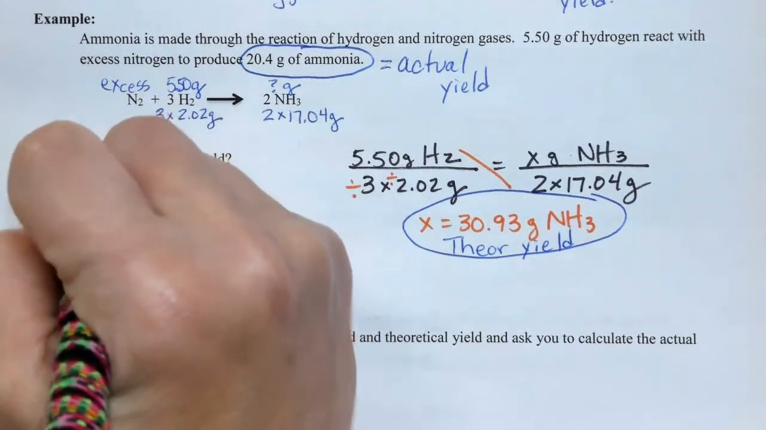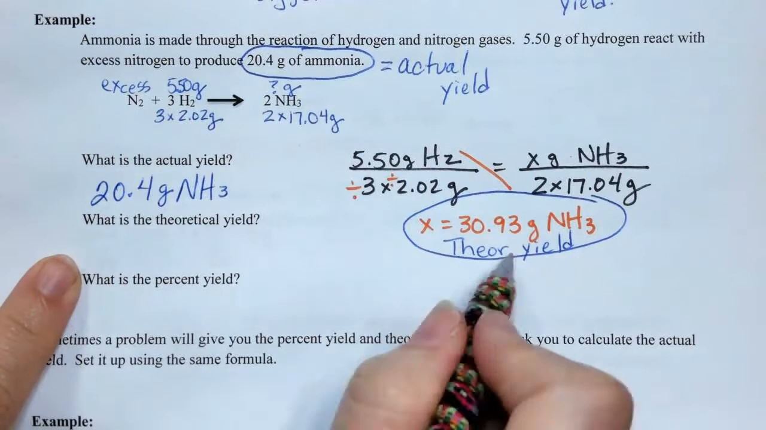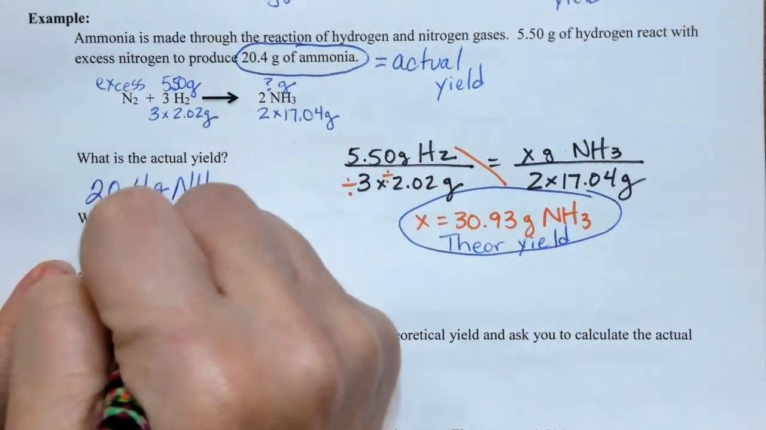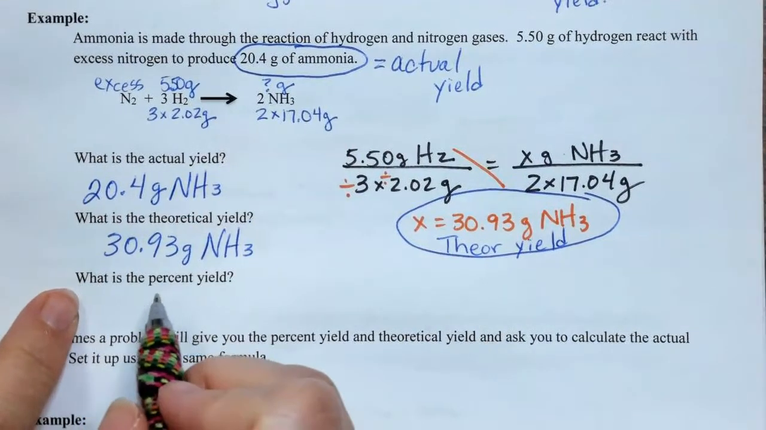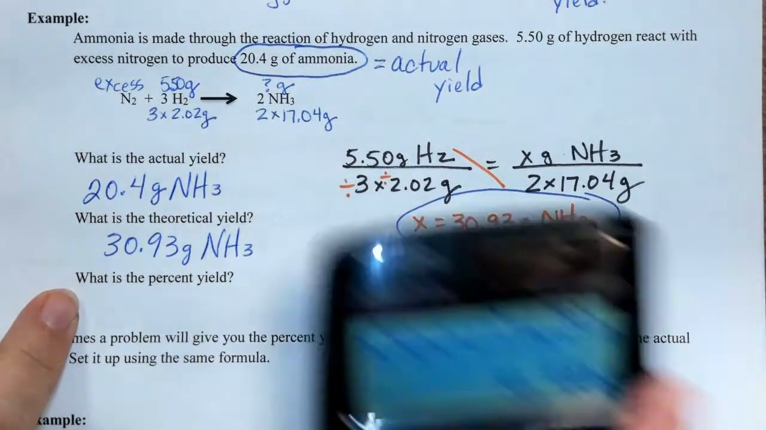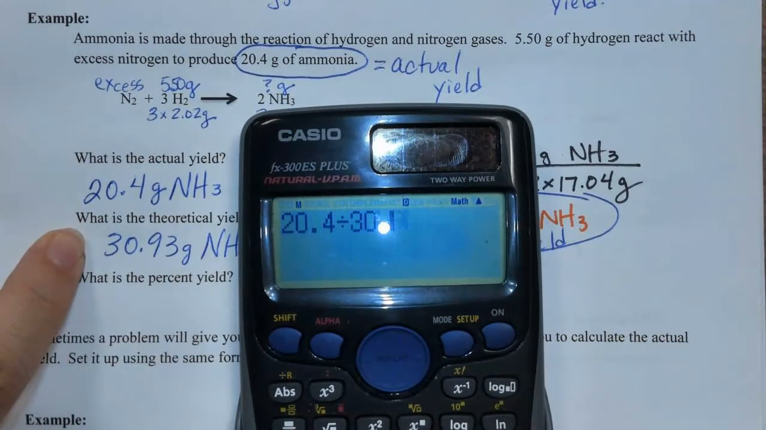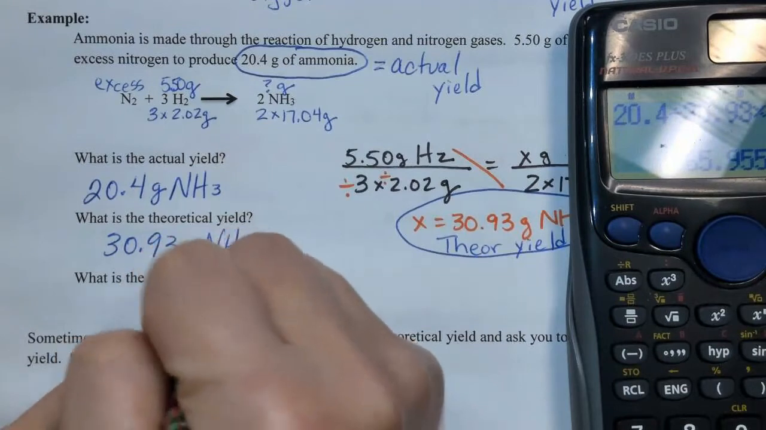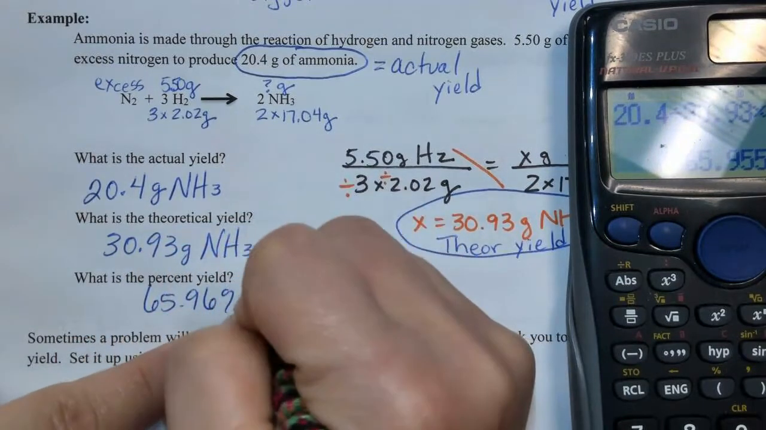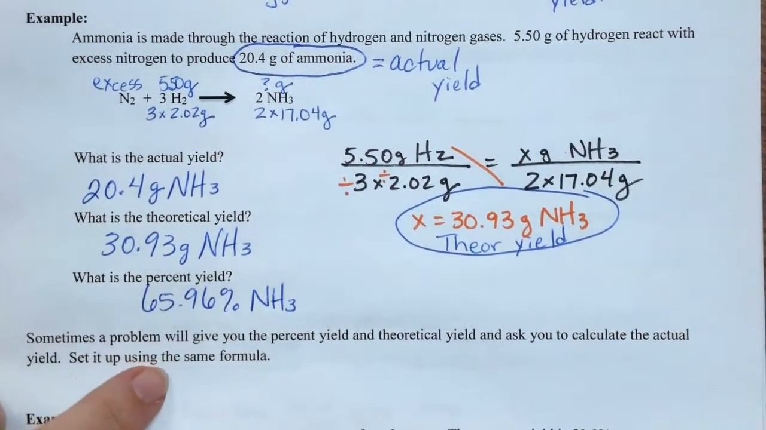The actual yield is 20.4 grams of NH3. We calculated the theoretical yield, 30.93 grams of NH3. And now to get the percent, we're going to take the actual 20.4 divided by the theoretical 30.93 times 100, and that gives us 65.96%. So this is 65.96% of ammonia that was actually yielded in the laboratory.